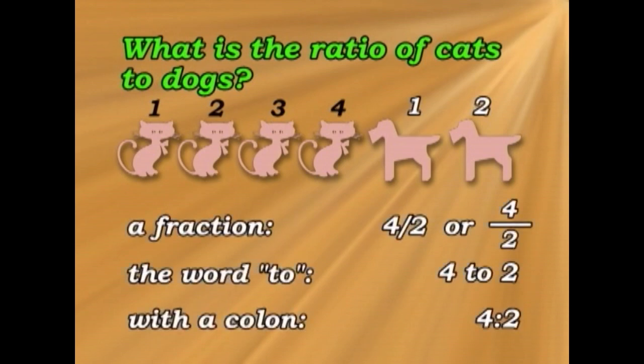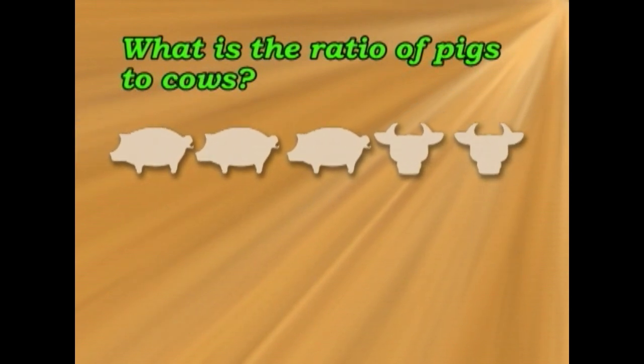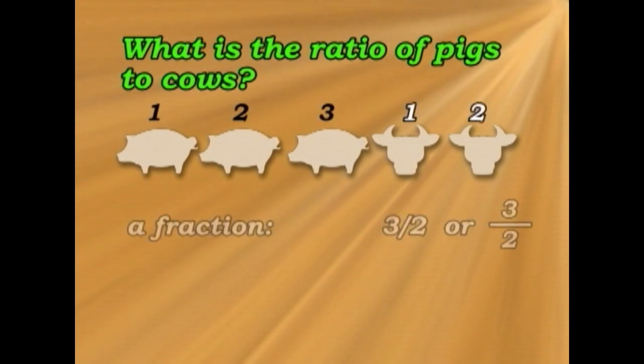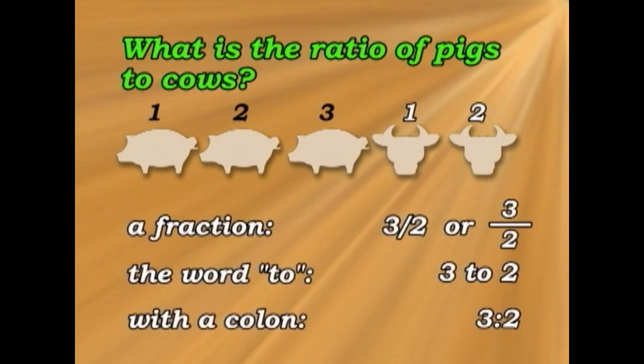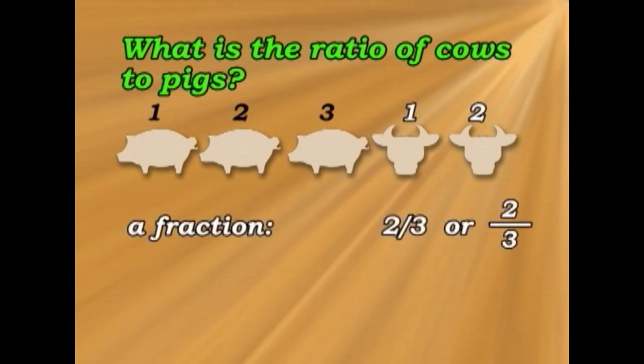Let's look at another example. What is the ratio of pigs to cows? Count the pigs first. 1, 2, 3. And the cows? 1, 2. So the ratio is 3 to 2. Remember, if I were asking the ratio of cows to pigs, I'd have to start with the cows, and the ratio would be 2 to 3.